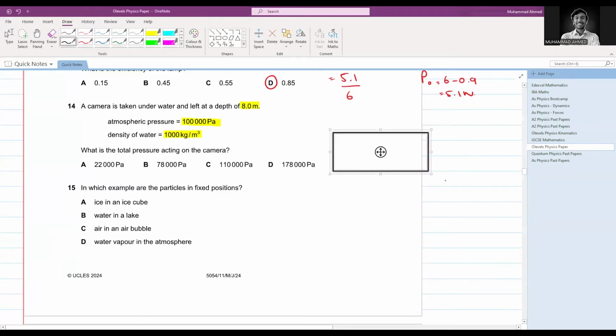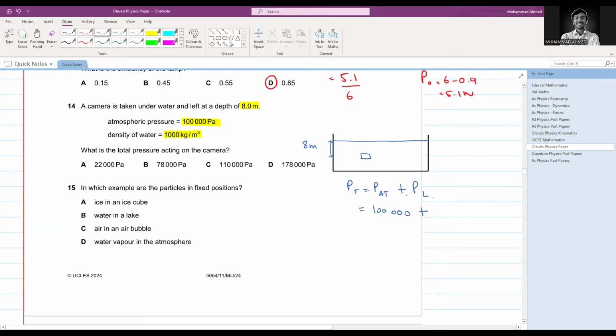Let's say you have a situation like this. Let's remove the upper half, and let's say this is your surface level. Let's say your camera is at a depth of 8 meters. Perfect. This is your camera. The total pressure at the camera will be equal to what? Atmospheric pressure plus the pressure due to the liquid. What is the atmospheric pressure?